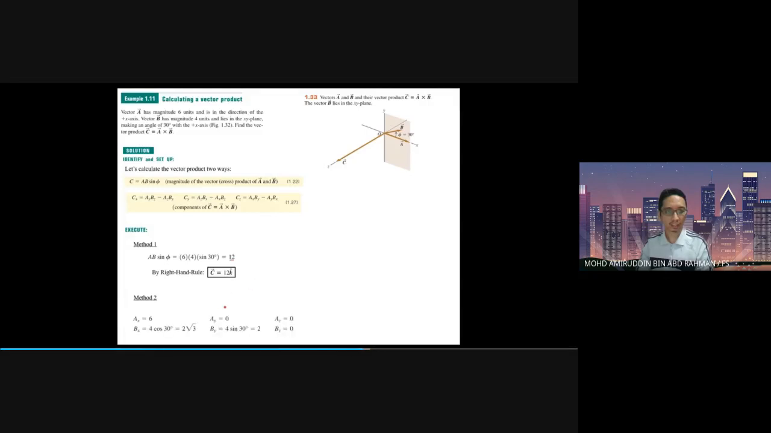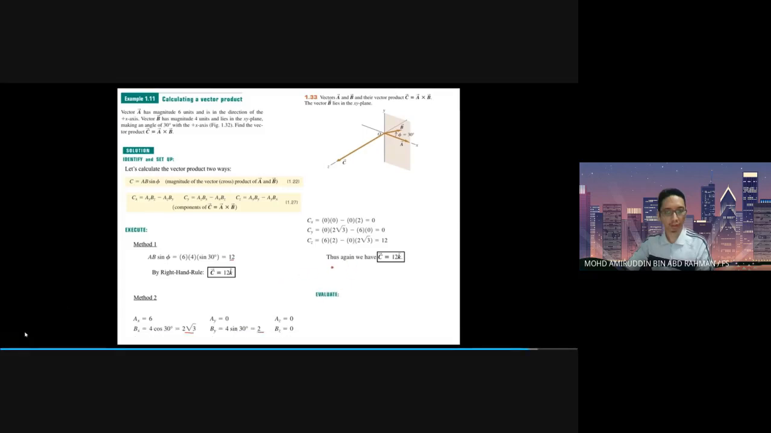For method 2, I'll have to do a little bit of work and calculate the components of each of these vectors by the usual method. Since vector A lies on the x-axis, its x component is 6, and its y component is 0. Vector B only has an x and y component. It has no z component, and here are its x and y components respectively. Then I use these equations for the three components of the cross product, and again, I only end up with one finite component, and that's the z component, and I have exactly the same answer as I obtained with method 1.